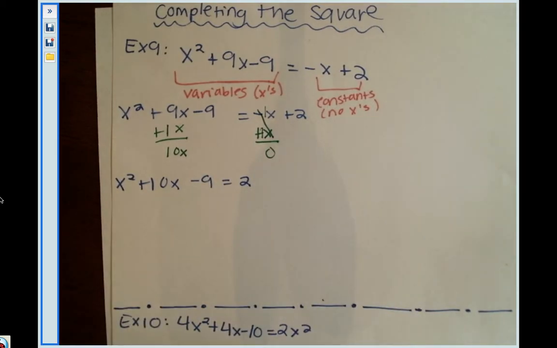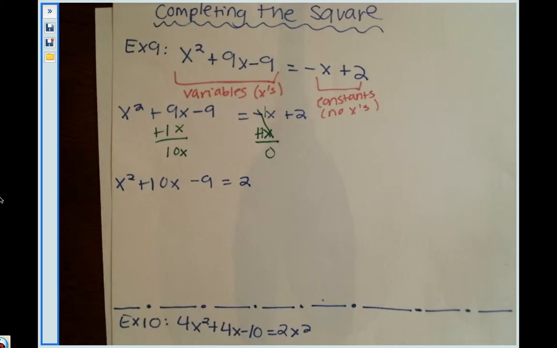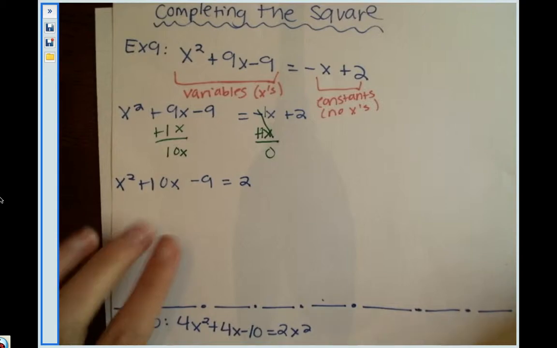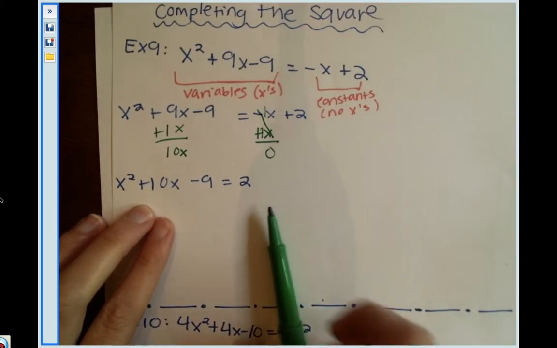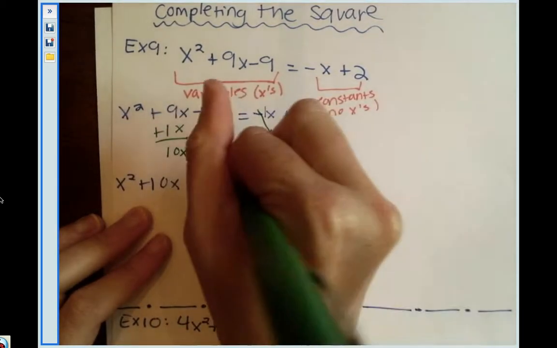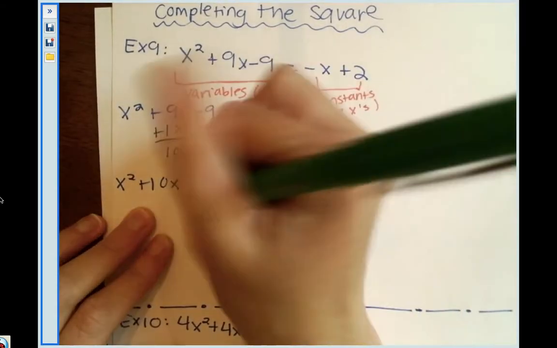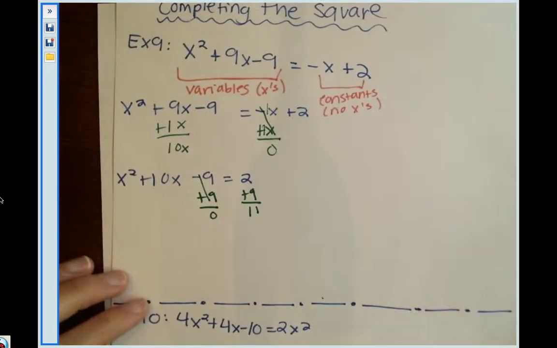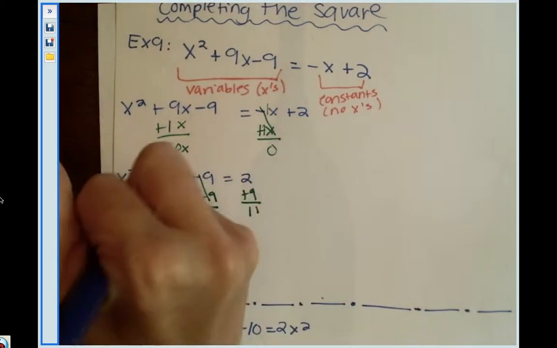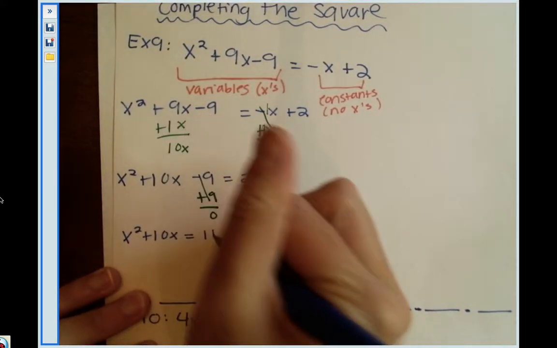But before I can complete the square, I need to move all my constants to the other side. So I need to move that negative 9 to the other side. So how do I move a negative 9 to the other side of my equation? You do add 9 on both sides. So negative 9 plus 9 cancels and turns to 0. And 2 plus 9 is 11. So now I have x squared plus 10x equals 11.